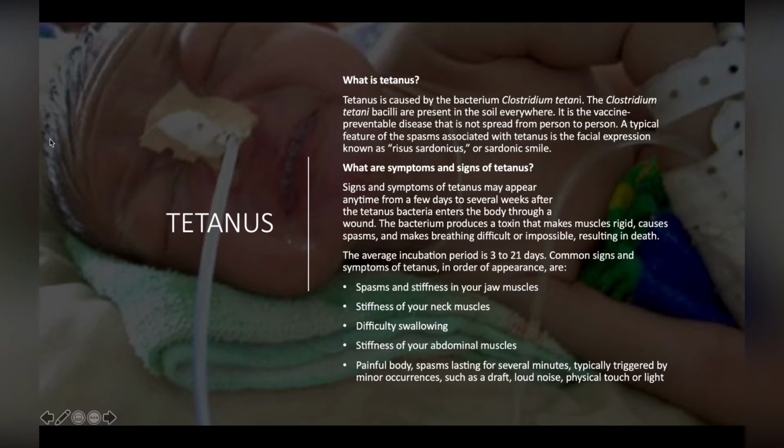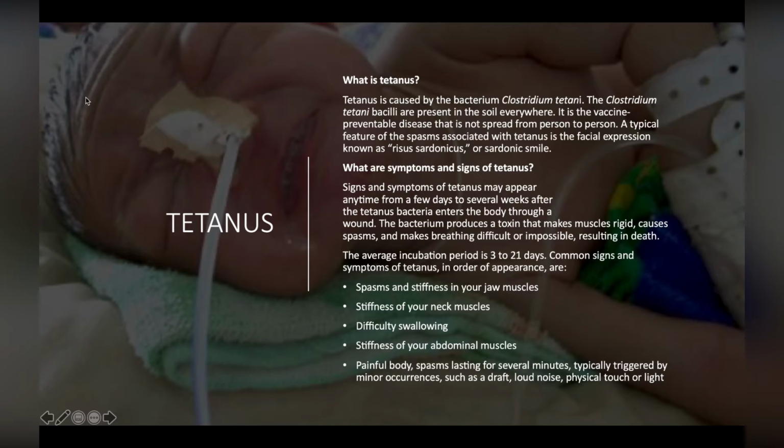Tetanus is caused by the bacterium Clostridium tetani. The Clostridium tetani bacilli are present in the soil everywhere. It is a vaccine-preventable disease that is not spread from person to person. A typical picture of the spasm associated with tetanus is the facial expression known as risus sardonicus, or the sardonic smile.